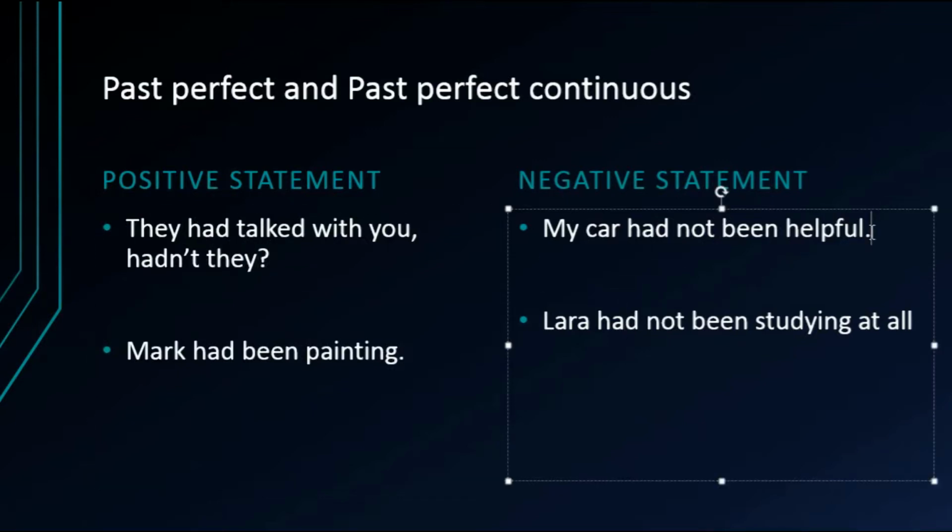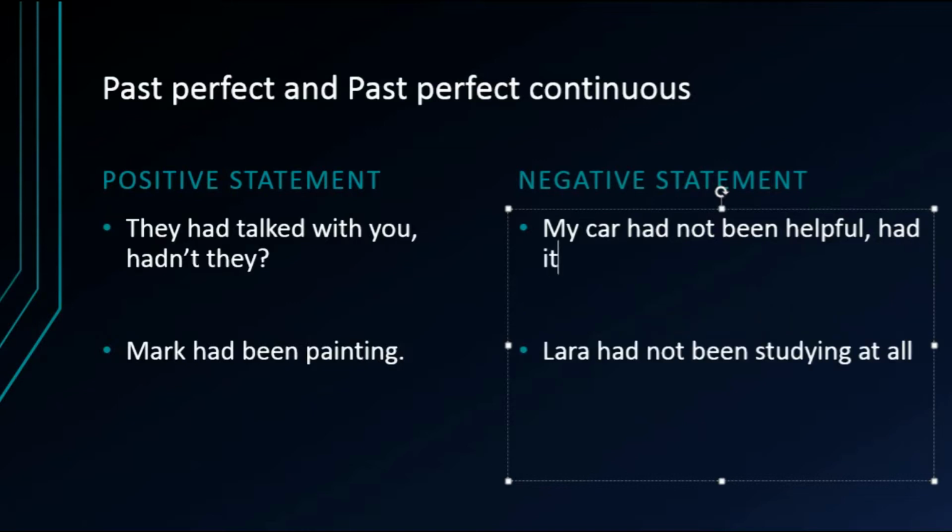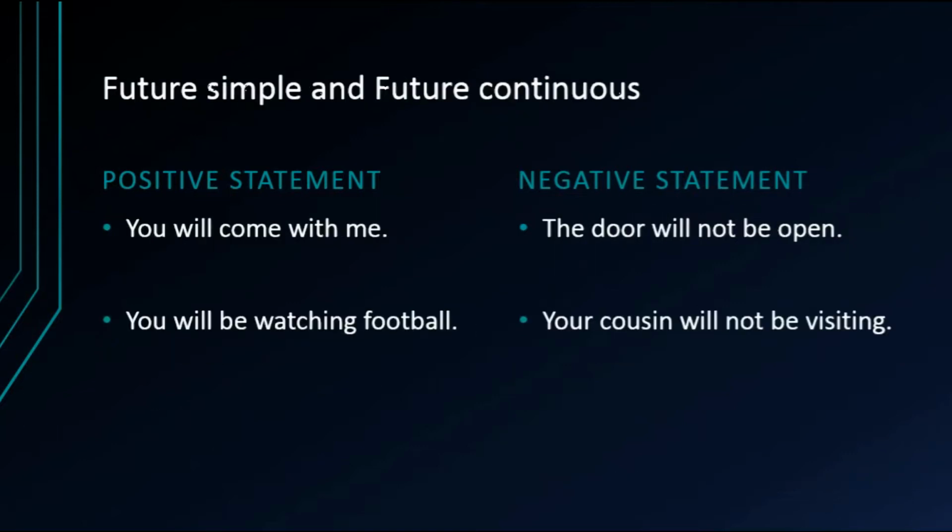What about this one? My car had not been helpful. So my helping verb is had, and because it's negative here, it's going to be positive here. So had it, right? Had it. Because the car is something, right? It's a third person. Nice.